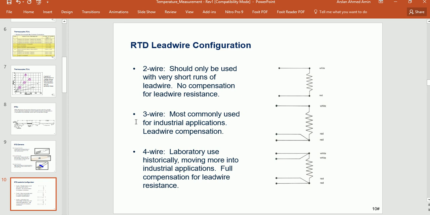For a 3 wire, most commonly used for industrial applications, the lead wire color coding is white, red, red. And the 4 wire was used historically in laboratories, but nowadays in industry, in temperature transmitters like Rosemount and other transmitters, we have seen that 4 wire RTDs are normally used. So in a 4 wire RTD, we have 2 compensation wires, and their color coding is white, white and red, red.